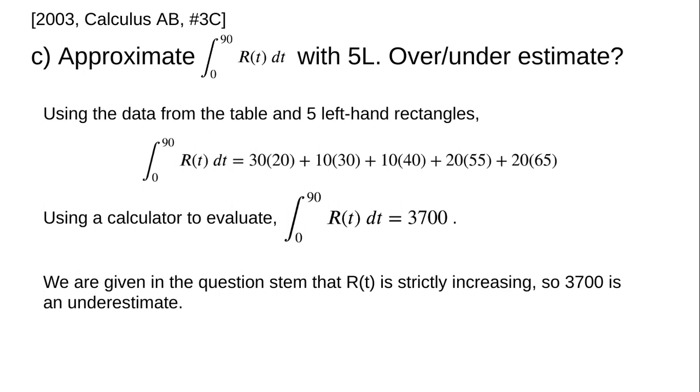Right, we're also given in the question stem that r of t is strictly increasing. So if it's increasing and we used left endpoint rectangles, our left endpoint rectangles should always be an underestimate. So this integral value, 3,700, is an underestimate for the actual value of the integral from 0 to 90 of r of t dt. So we can conclude that the integral from 0 to 90 of r of t dt is actually greater than 3,700.